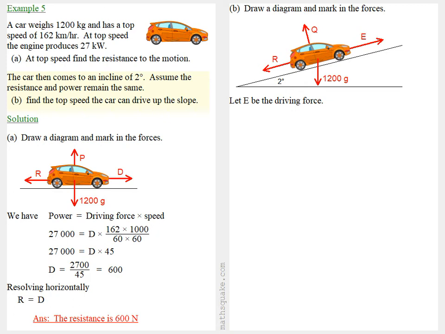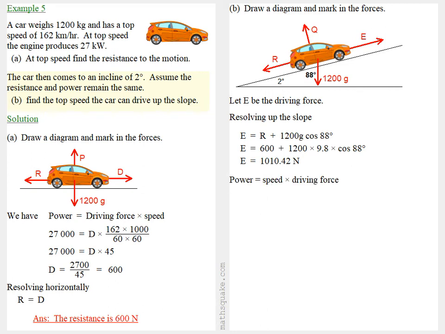Now we have a force E up the slope, and down the slope we've got R, and we've got a component of the weight. Now the angle between the weight and the slope is 88 degrees. So if we resolve up the slope, we have E equals R plus 1,200 G cosine of 88. Now that means E is equal to 600 plus 1,200 times 9.8 times the cosine of 88, which means E is equal to 1010.42 newtons.